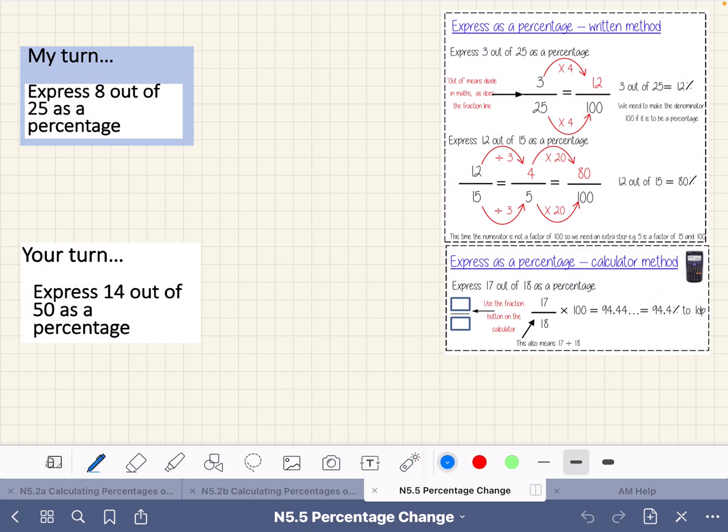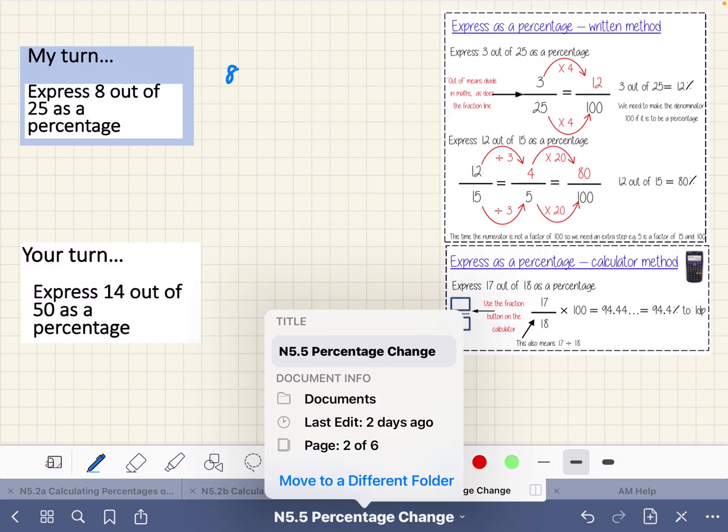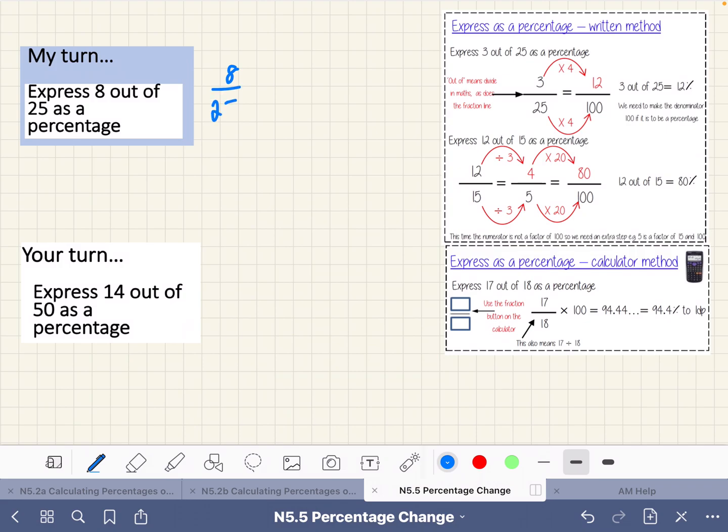So if we start off by looking at the written method, we would have 8 out of 25 to express as a percentage. Now we can see in the example over here, we write down the original value that we have and we say that it's equal to something out of 100. And that's because percentages are out of 100. So this means for this question we have 8 out of 25 and we want it to be equal to something out of 100, so we can easily work out what the percentage is.